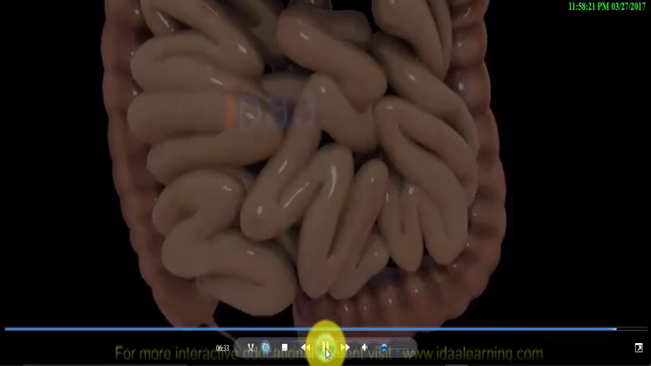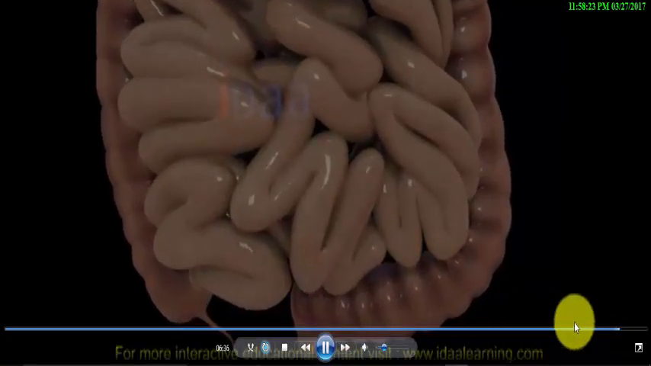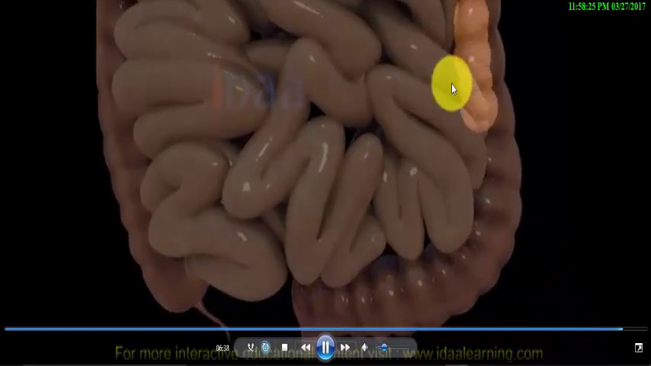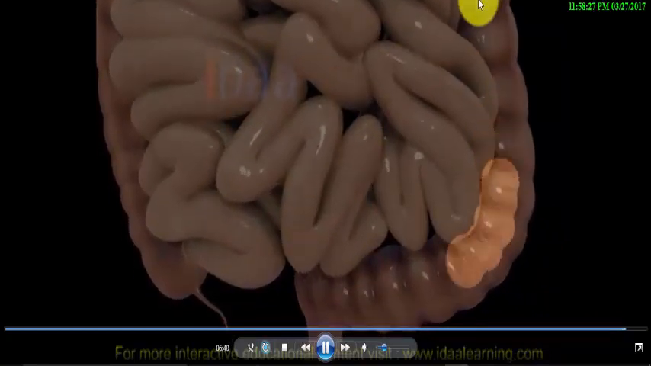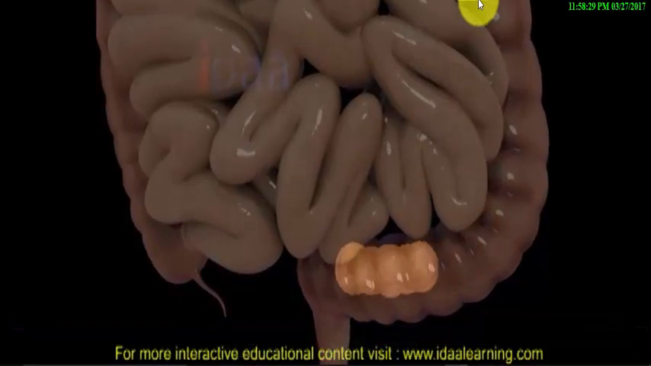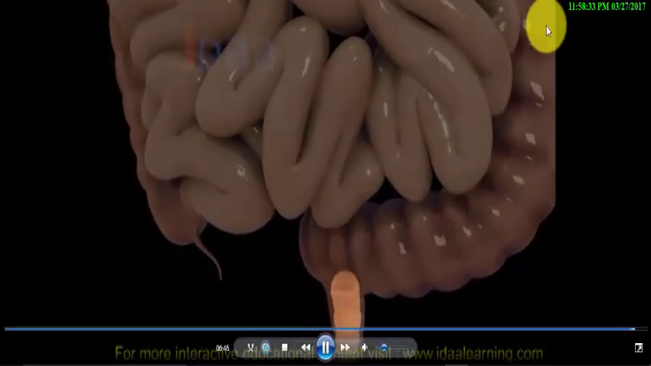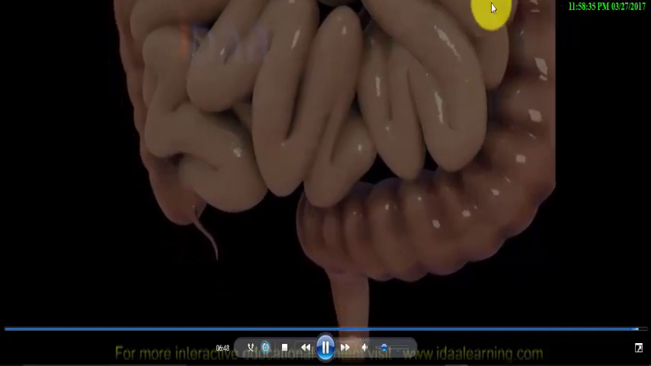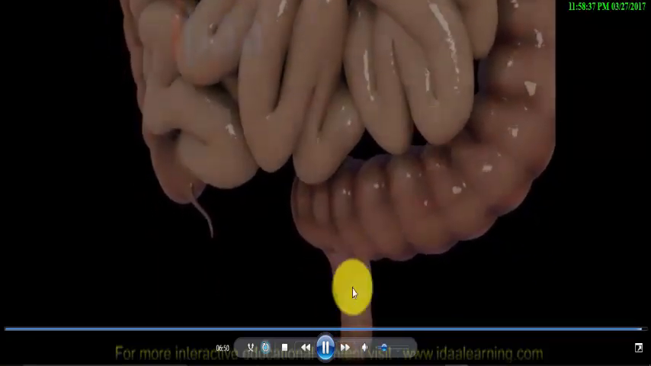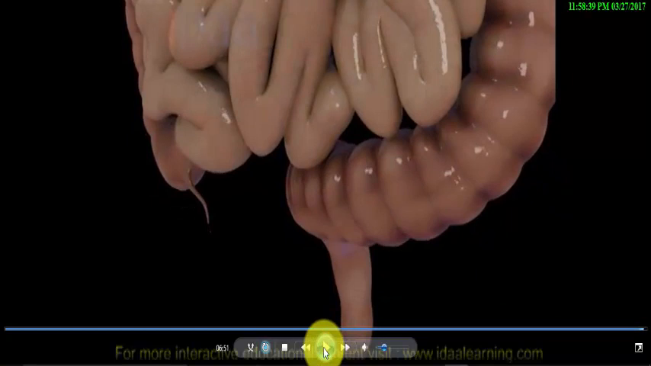It absorbs water and some salts from it and passes the remaining waste into the rectum. Here it remains as semi-solid feces. The fecal matter is removed through the anus. This is called egestion. Thank you very much.